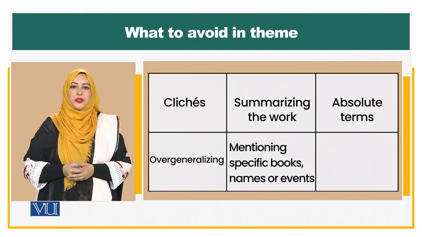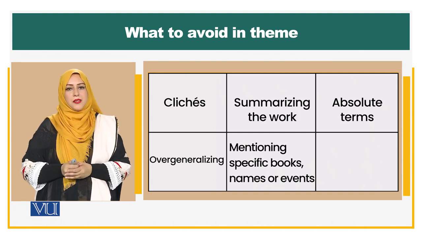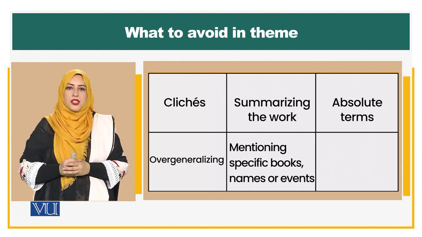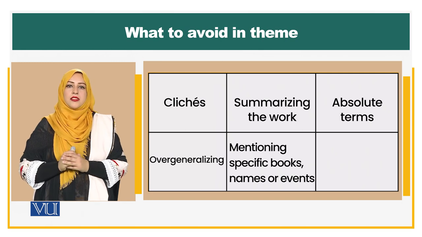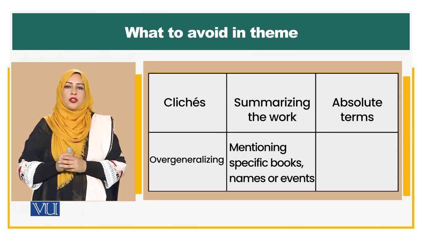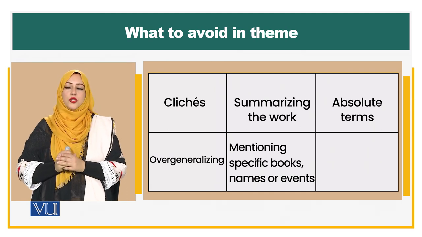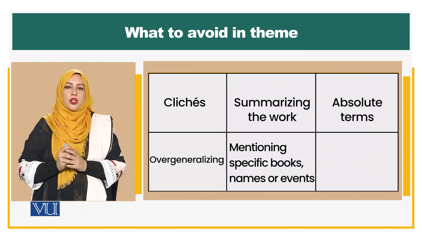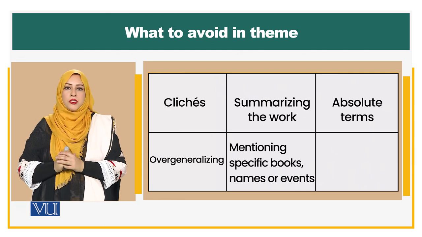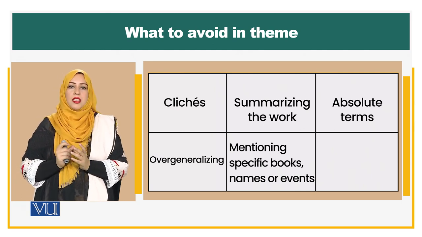There are a few things that you need to avoid when you're writing. The first one is cliches. Cliches are overgeneralized, stereotypical statements which are overly used. Then try not to summarize your work. Try not to overgeneralize your concept. Try not to use absolute terms. Try not to use names of books.